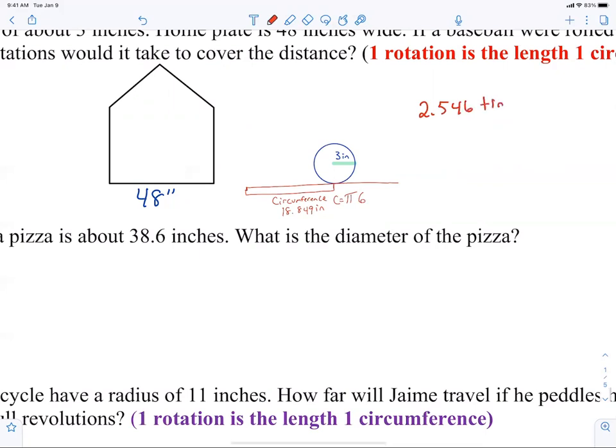2.546 times. And no, I don't even want to round it. I don't even care. I want that answer. I want you to understand it goes around about 2.5 times. Now, how do we get that is the question. Tell us.